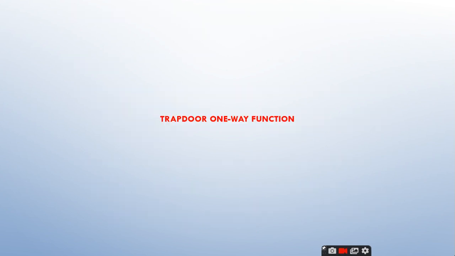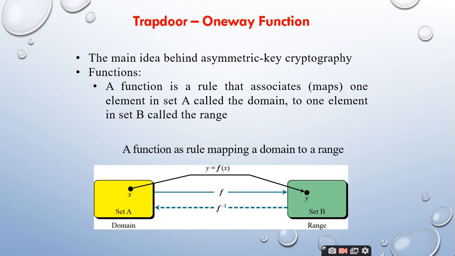Right. So the last topic of today's session is the trapdoor one-way function. Let us see what a function is. It's a mathematical concept. The main idea behind asymmetric cryptography is functions. We have seen two functions, f and g. We are not defining these functions, but we know that encryption requires a function f and decryption requires a function g. So what is a function? A function is nothing but a rule. It's a constraint.